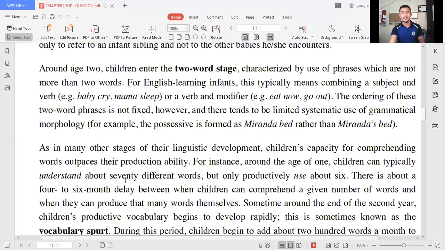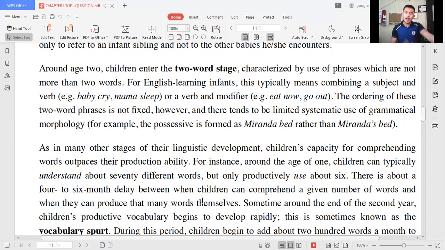As in many other stages of their linguistic development, children's capacity for comprehending words outpaces their production ability. For instance, around the age of 1, children can typically understand about 70 different words, but only productively use about 6 of those words. This is about a 4 to 6 month delay between when children can comprehend a given number of words and when they can produce that many words themselves.